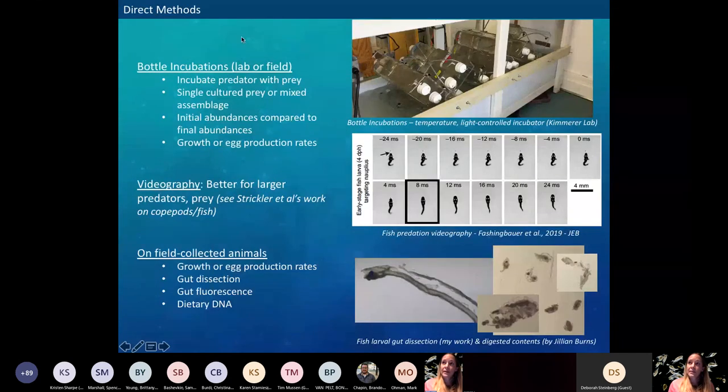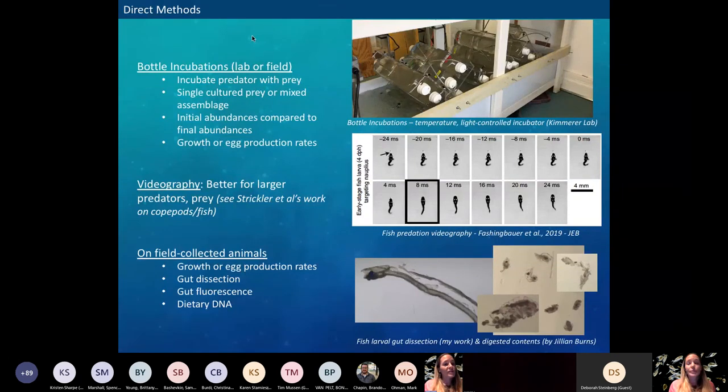For direct methods, there are a few different techniques. Bottle incubations, as I've mentioned, are one of the primary ways to look at feeding in the zooplankton. These can be done in the lab or the field. Usually it involves incubating a predator with their prey. The prey could be a single cultured prey item or a mixed assemblage.